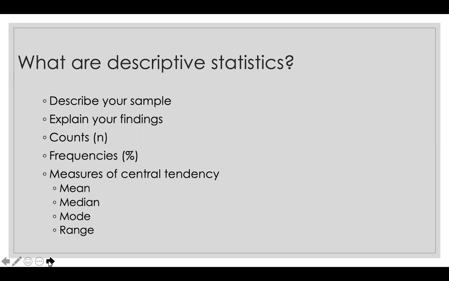So usually you can use descriptive statistics as counts or the straight number, and that's usually depicted as an N. You can use frequencies or percents. And then there are methods of central tendency: mean, median, mode, and range. And I'll go into those in just a bit.